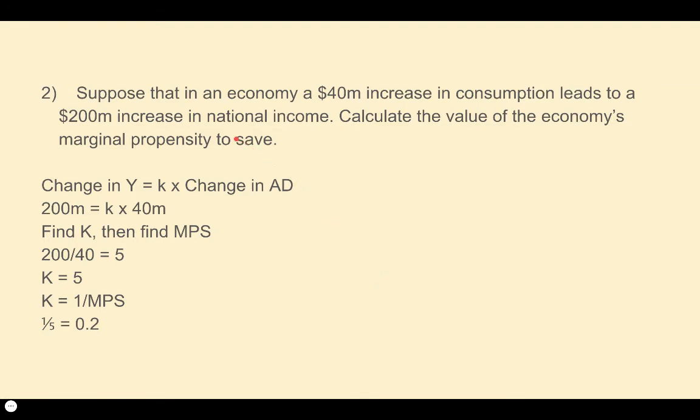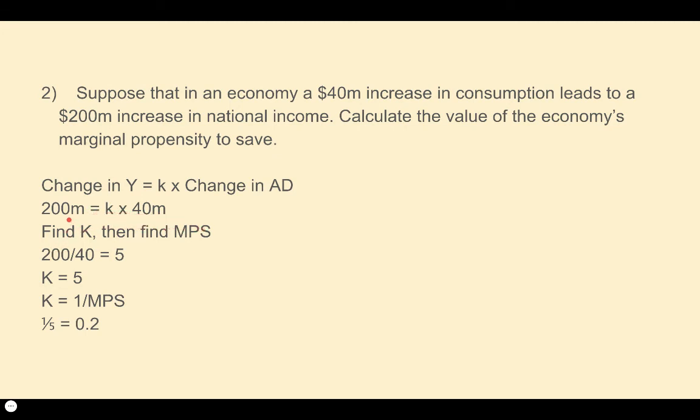So then this was question 2. Suppose that in an economy, a $40 million increase in consumption leads to a $200 million increase in national income. Calculate their MPS. So this is again going the other way. They've given you the change in aggregate demand, and they've given you the change in national income. Write the formula: 200 million equals K times 40. So we've got the change in Y and the change in AD. We don't have K. We need to find K, and then we'll be able to find the MPS.